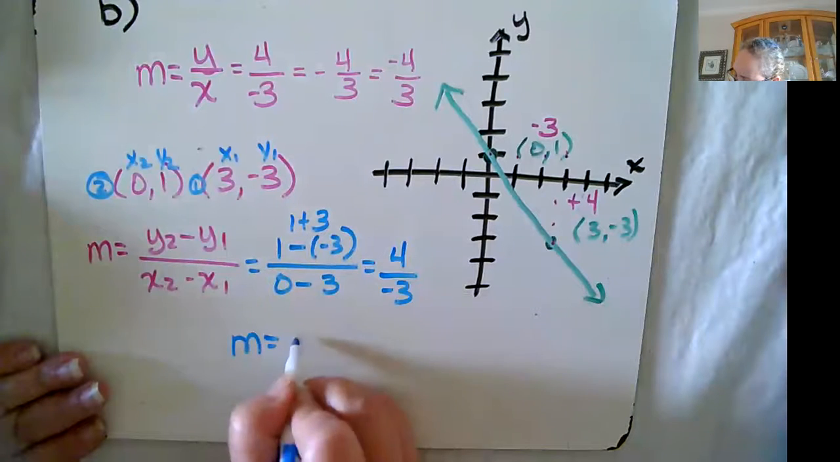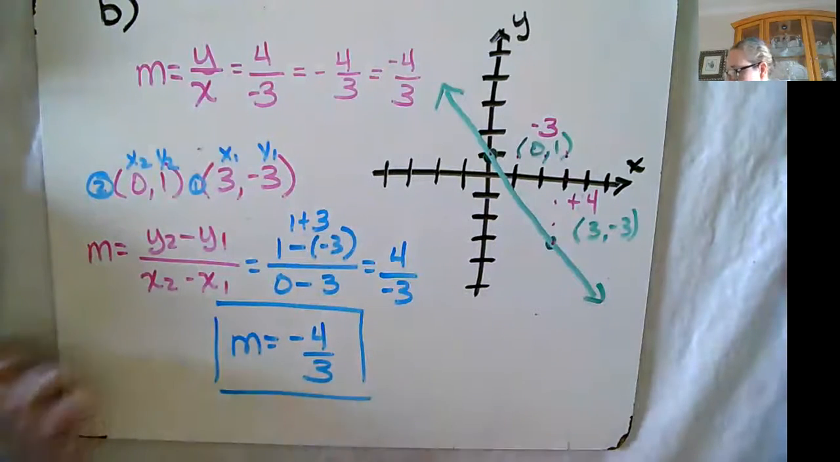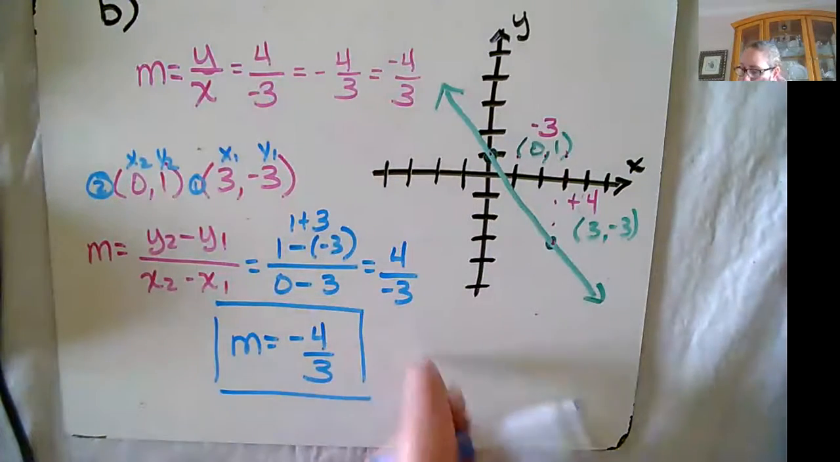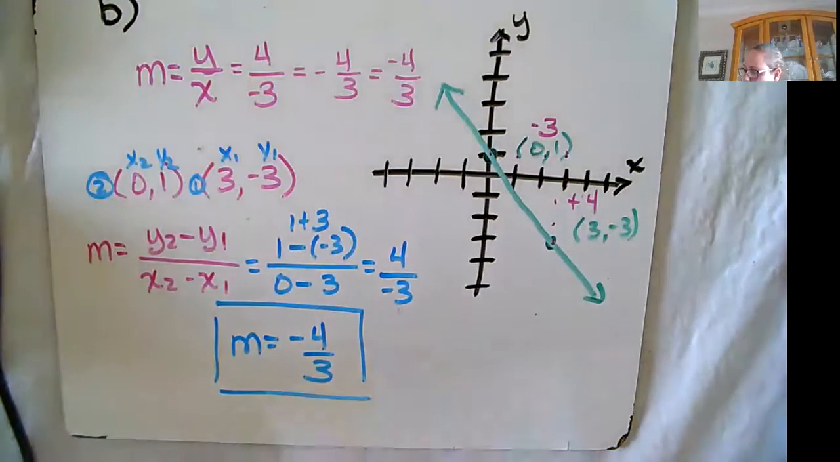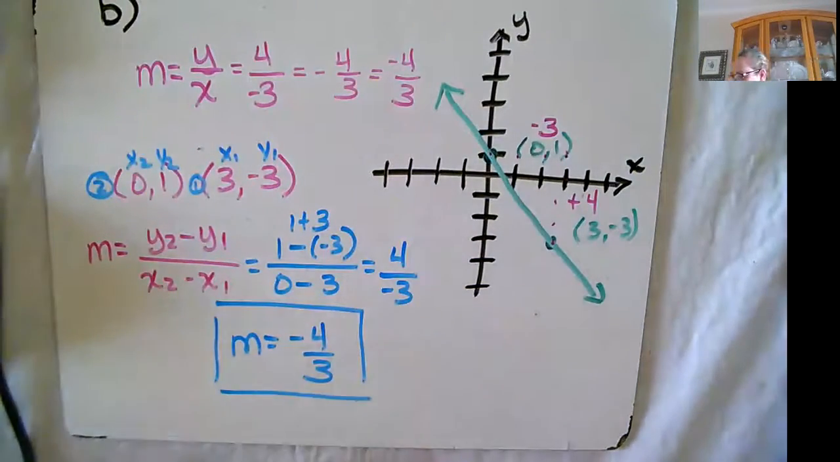So our slope is -4/3. I always like to apply my negatives to my numerator. So that is the second example using both methods. Don't make the same mistake I did twice. Oh no, that was actually example 2. Sorry. So now we're moving on to example 3.